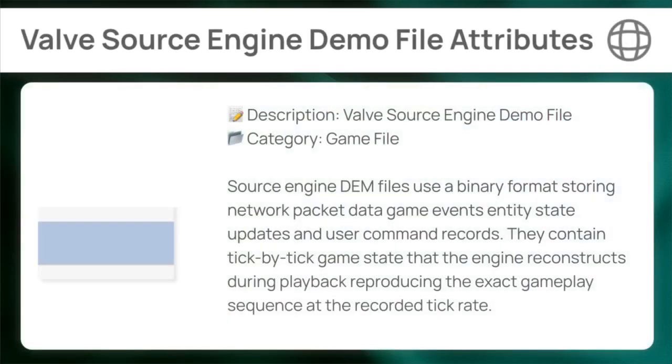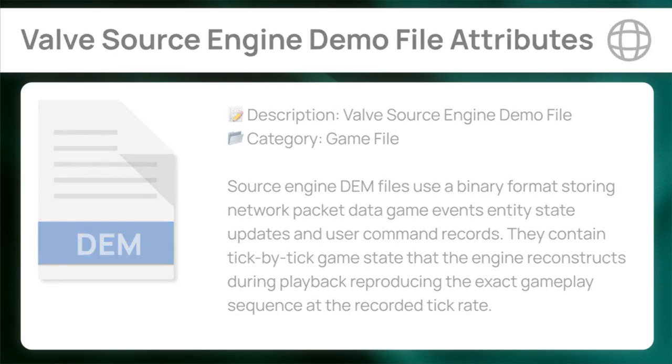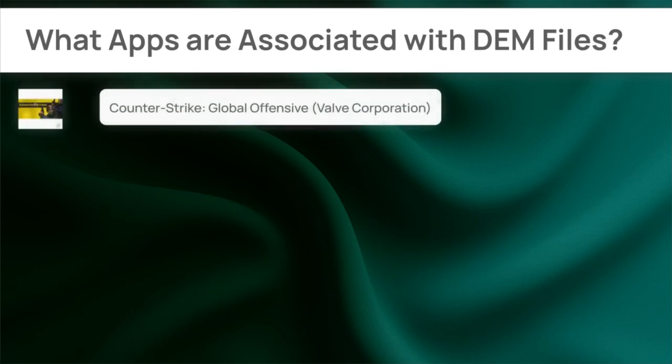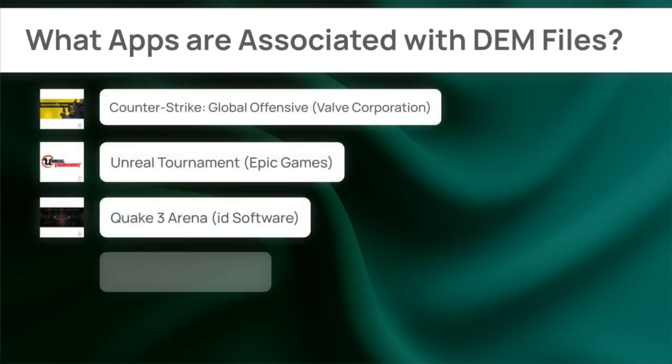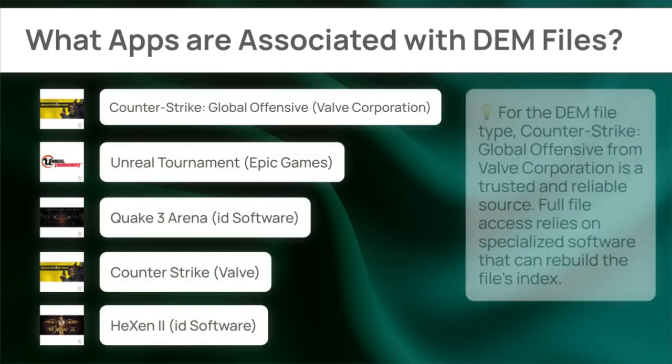Source Engine DEM files use a binary format, storing network packet data, game events, entity state updates, and user command records. They contain tick-by-tick game state that the engine reconstructs during playback, reproducing the exact gameplay sequence at the recorded tick rate. The most widely recognized opener for DEM is unequivocally Counter-Strike: Global Offensive from Valve Corporation.